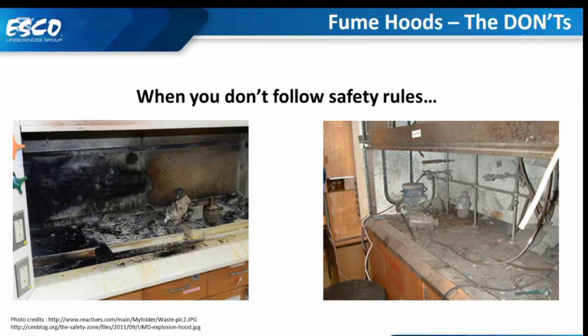So here is what happens when you don't follow the safety rules. This happens: explosion or corrosion. It's important to follow the rules when using a fume hood.